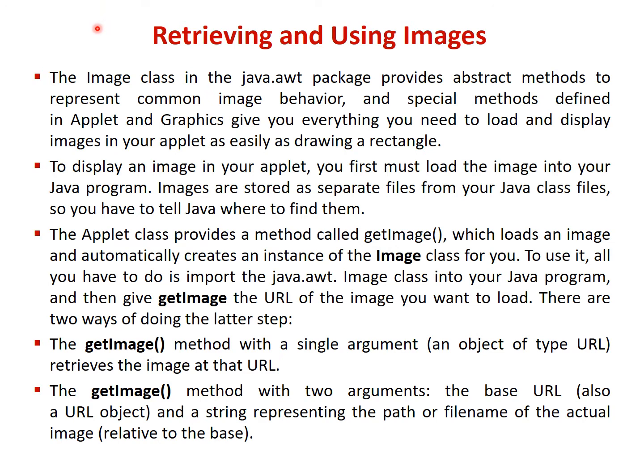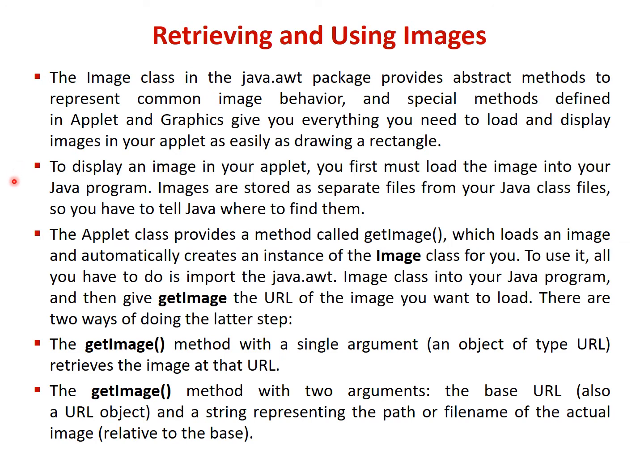Retrieving and using images. The image class in java.awt package provides abstract methods to represent common image behavior, and special methods defined in applet and graphics give you everything you need to load and display images in your applet as easily as drawing a rectangle. To display an image in your applet, you first load the image into your Java program.